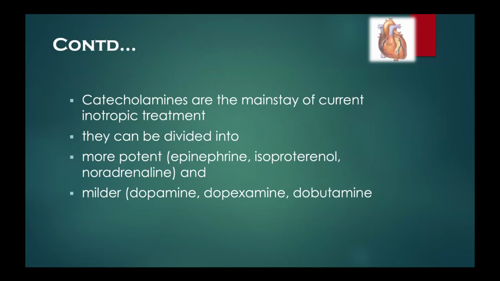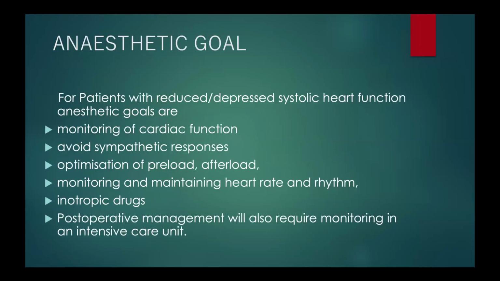Catecholamines have been known as the mainstay of current inotropic treatment. They can be divided into the more potent epinephrine, isoproterenol, noradrenaline, and the milder dopamine, dopexamine, and dobutamine. So, what are our anesthetic goals? For patients with reduced or depressed systolic heart function, anesthetic goals are monitoring of cardiac function, avoiding sympathetic responses, optimization of preload, afterload, monitoring and maintaining heart rate and rhythm, and inotropic drugs. Postoperative management would also require monitoring in an intensive care unit.